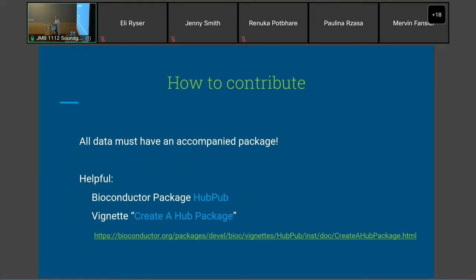We do have a helper package. The Bioconductor package Hub has been created. It takes advantage of Leo's BiocThis package to create a template. And it also has a lot of helper functions that will help you create the necessary files for a hub package. A lot of that information is also in the vignette, create a hub package, in the HubPub package.